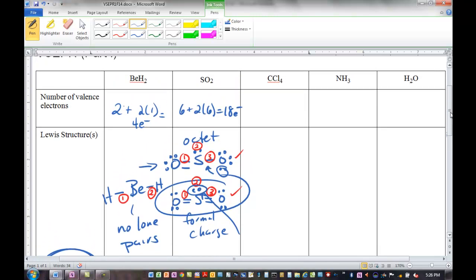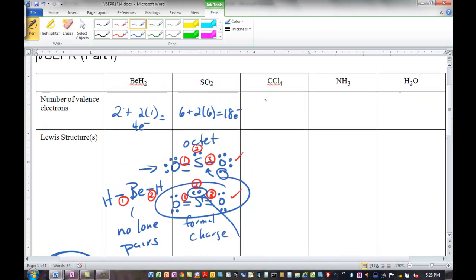Let's see if that's the case. Yes. Okay, so carbon tetrachloride. 4 for carbon, 4 chlorines each with 7. That gives us 32 electrons. Carbon goes in the center, it's less electronegative. Chlorines around the outside. Should have given myself a little more room on this document, but I hope you're following along okay.